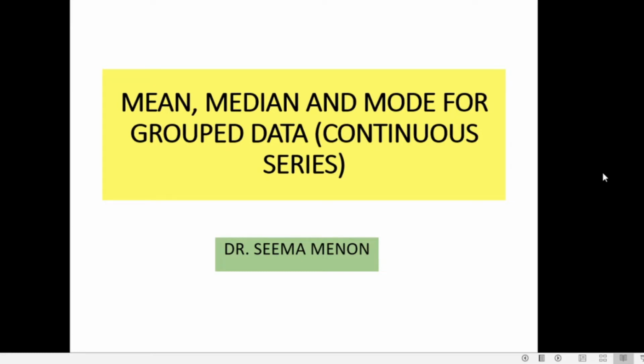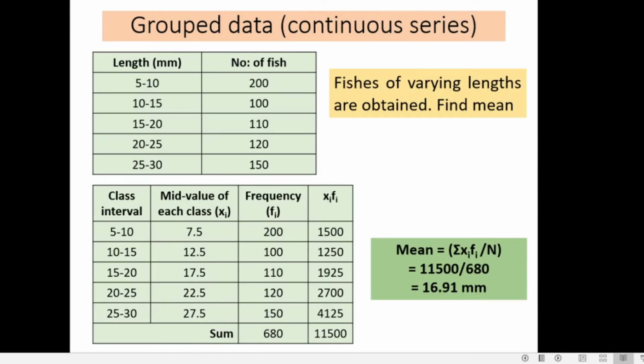Today we will learn how mean, median and mode are calculated for grouped data as a continuous series. So here we have data that shows the fishes of varying lengths which we have collected, and we are going to find the mean of this data. The length is given as class intervals with a width of 5 millimeter.